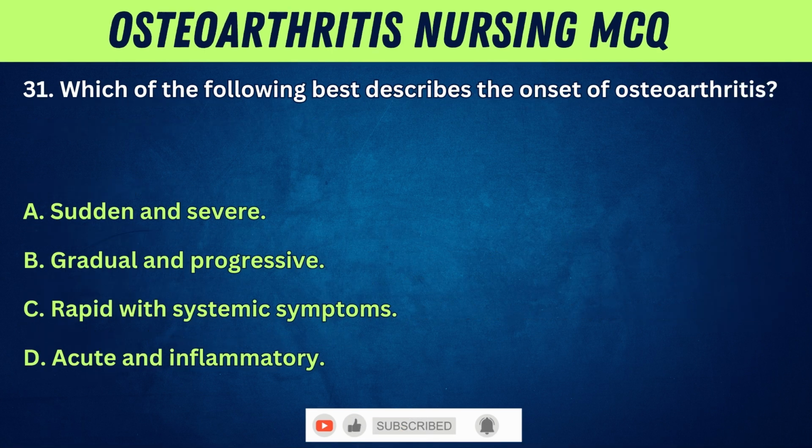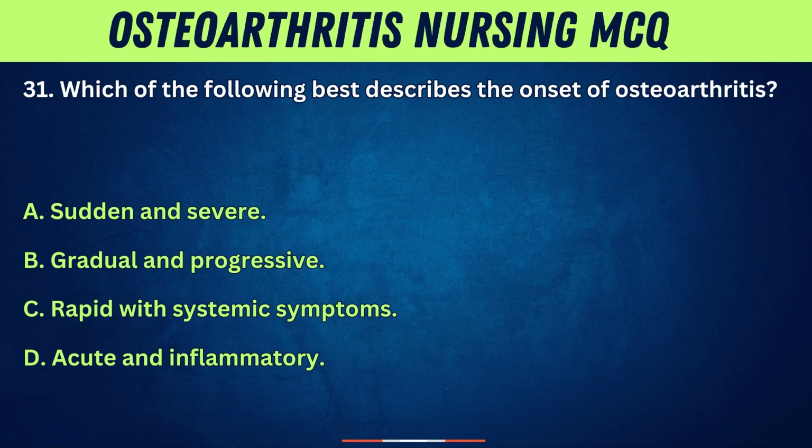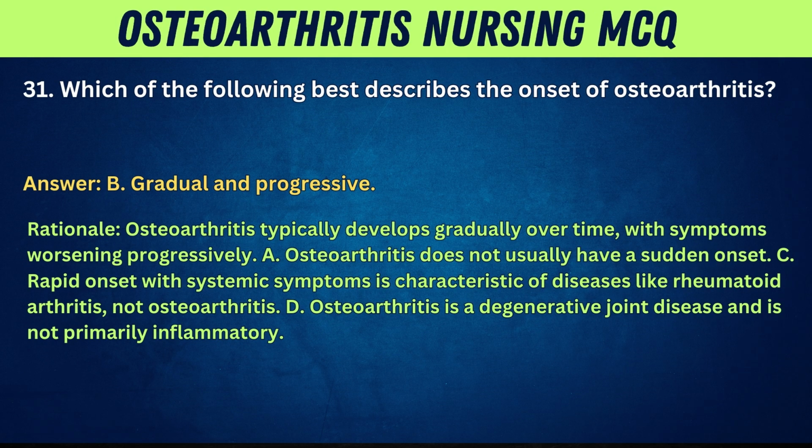31. Which of the following best describes the onset of osteoarthritis? A. Sudden and severe. B. Gradual and progressive. C. Rapid with systemic symptoms. D. Acute and inflammatory. Answer: B. Gradual and progressive. Rationale: osteoarthritis typically develops gradually over time, with symptoms worsening progressively.